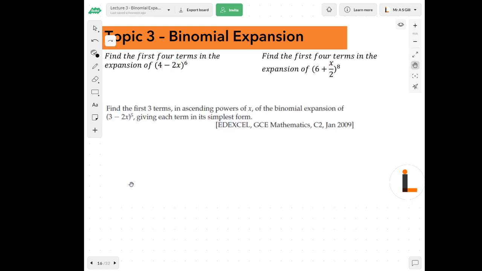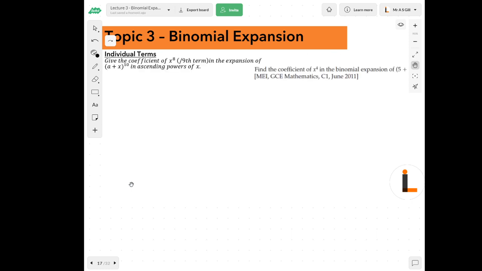Okay, and you'll see there's an exam question here, very, very similar to the types of questions that we've just done. So I won't spend time going through this, but I just wanted to let you see the comparison in terms of this specific thing. The wording might change a little bit. For example, they've put ascending powers of x and giving each term its simplest form. But the principle is the same, right? They want you to find a certain number of terms of an expansion and to use the method that we've just gone through.